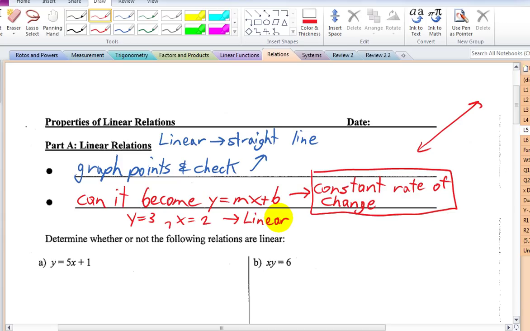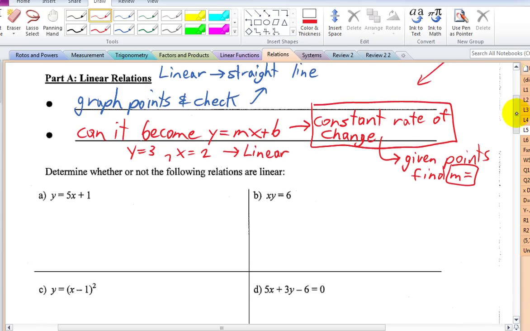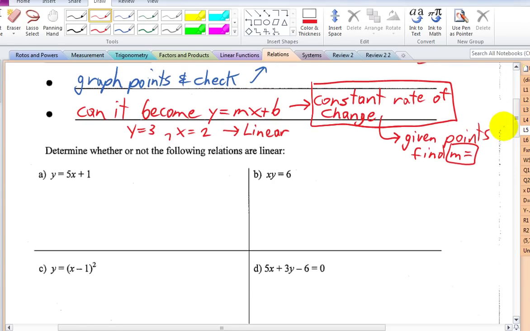Now, constant rate of change, you can check that if you're given the points. So if you're given the points, you can quickly find m to see if it's a constant rate of change. We're going to do that throughout here as well. So there's a few different things that you can do. You should be able to graph, and see.